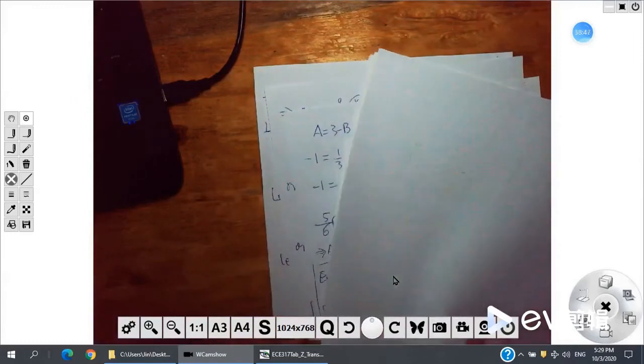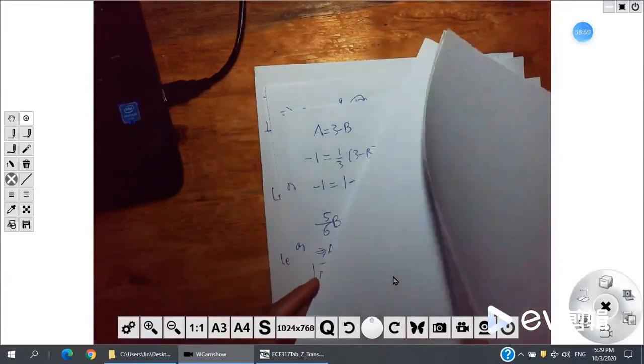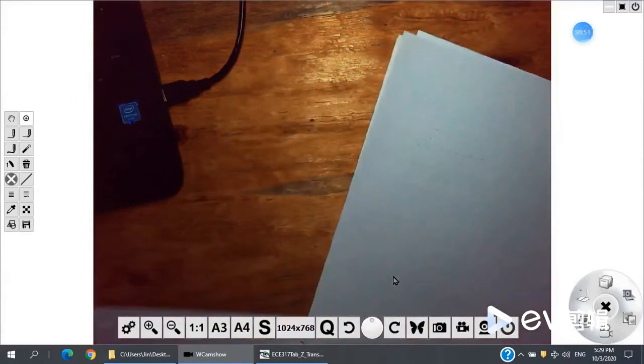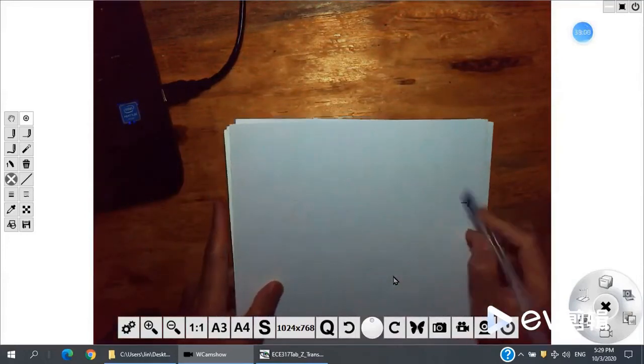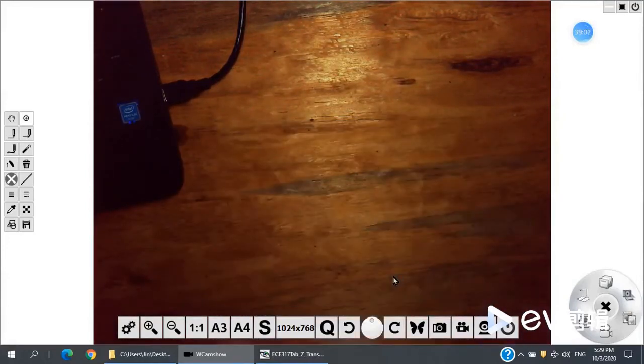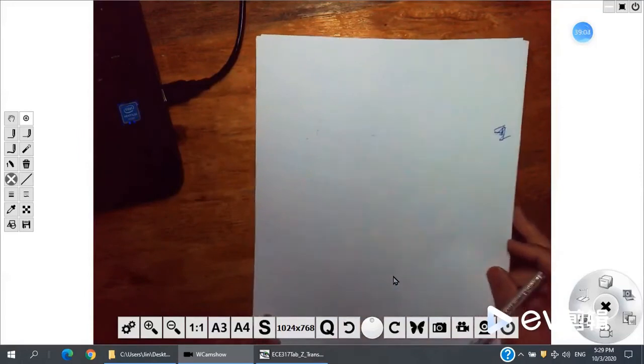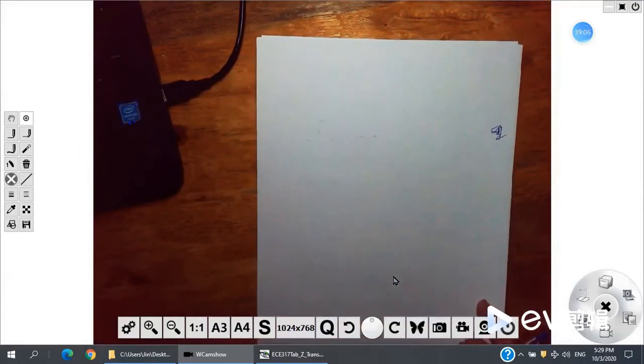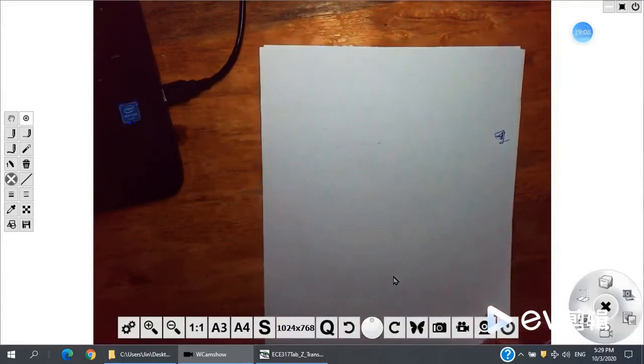I forgot the number. 1, 2, 3, 4. So the first one is by definition. The second one is from the table directly. The third one we need a partial fraction. Okay, third one. Now we consider the fourth.